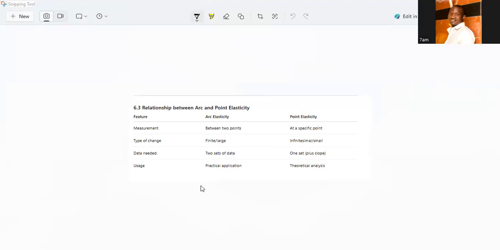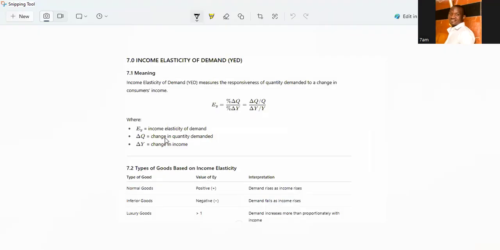Then we go to income elasticity. Remember, income is one of the factors that affect elasticity. So income elasticity is important because it measures the responsiveness of demand due to changes in income. It is given by percentage change in quantity demanded over percentage change in income. The types of elasticity that we're going to have are two for income.